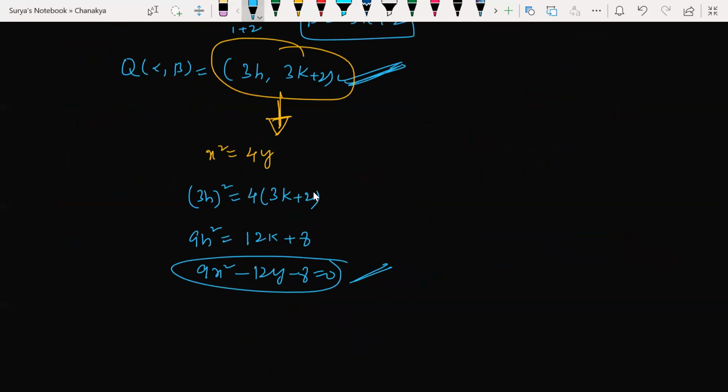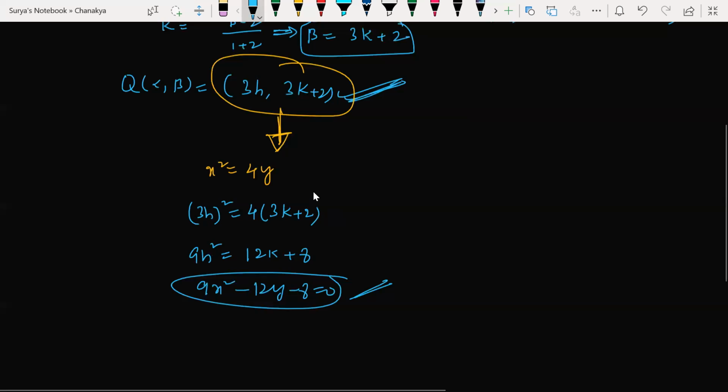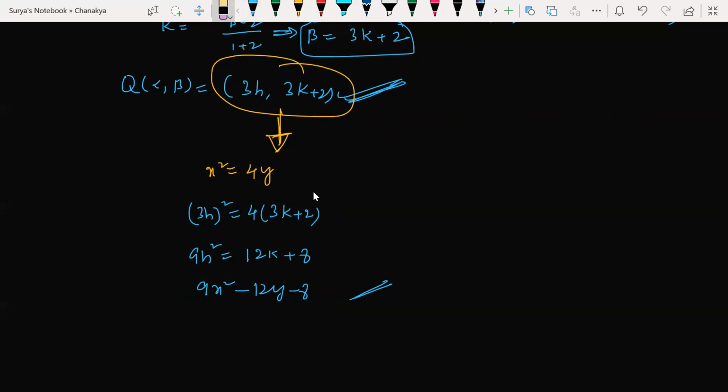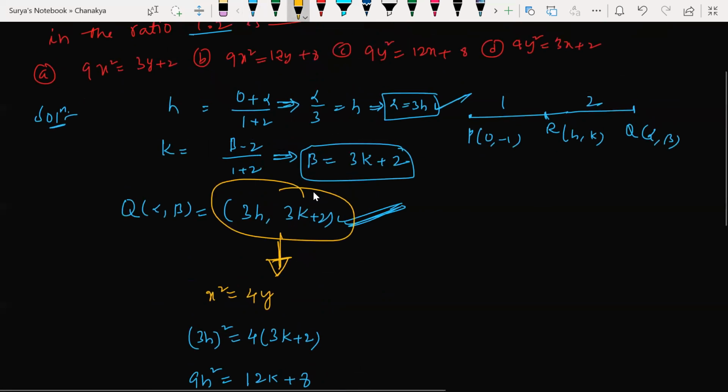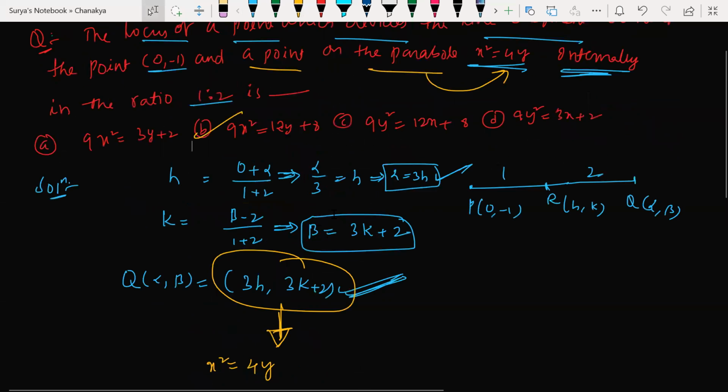This is the answer. Am I correct? 9x square minus 12y, which can be written as what? 9x square, which can be written as 9x square minus 12y plus 8. This is the answer. Option B is correct. Perfect.